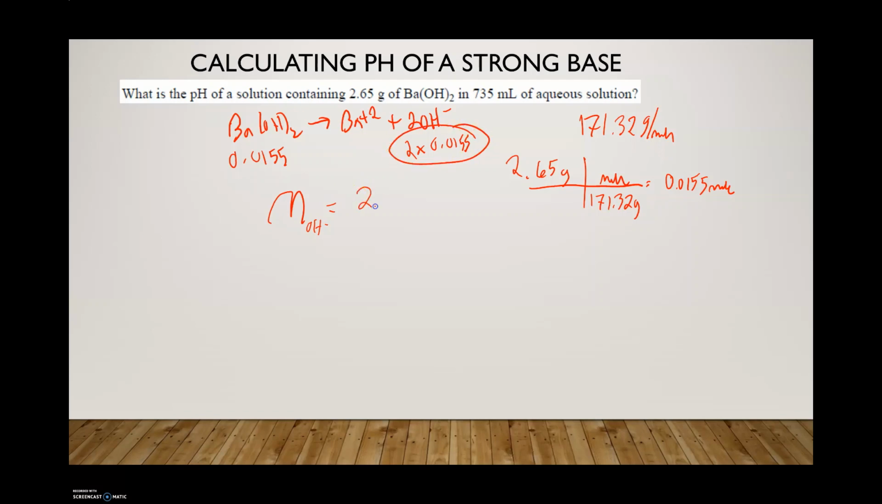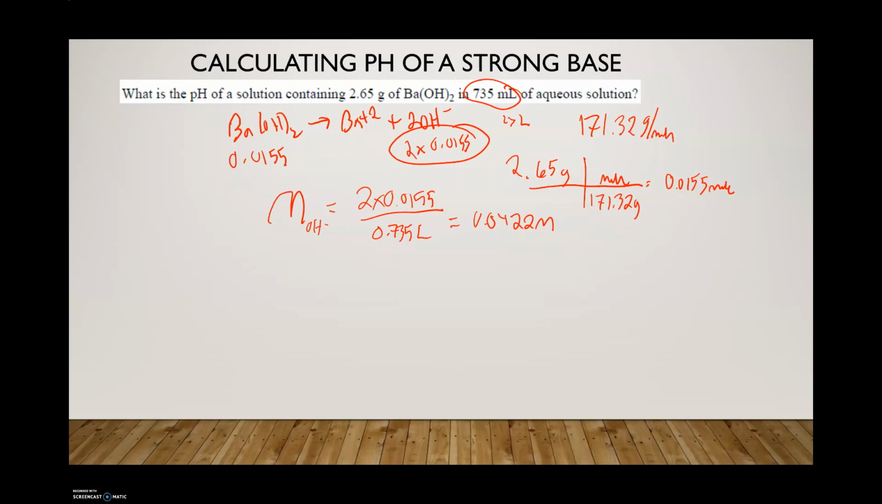So we're going to take this and divide it by 0.735 liters. That comes from right here; just convert this into liters. Once we've calculated this, we end up with a molarity of 0.0422 molar. Now we want to figure out the pH of the solution.